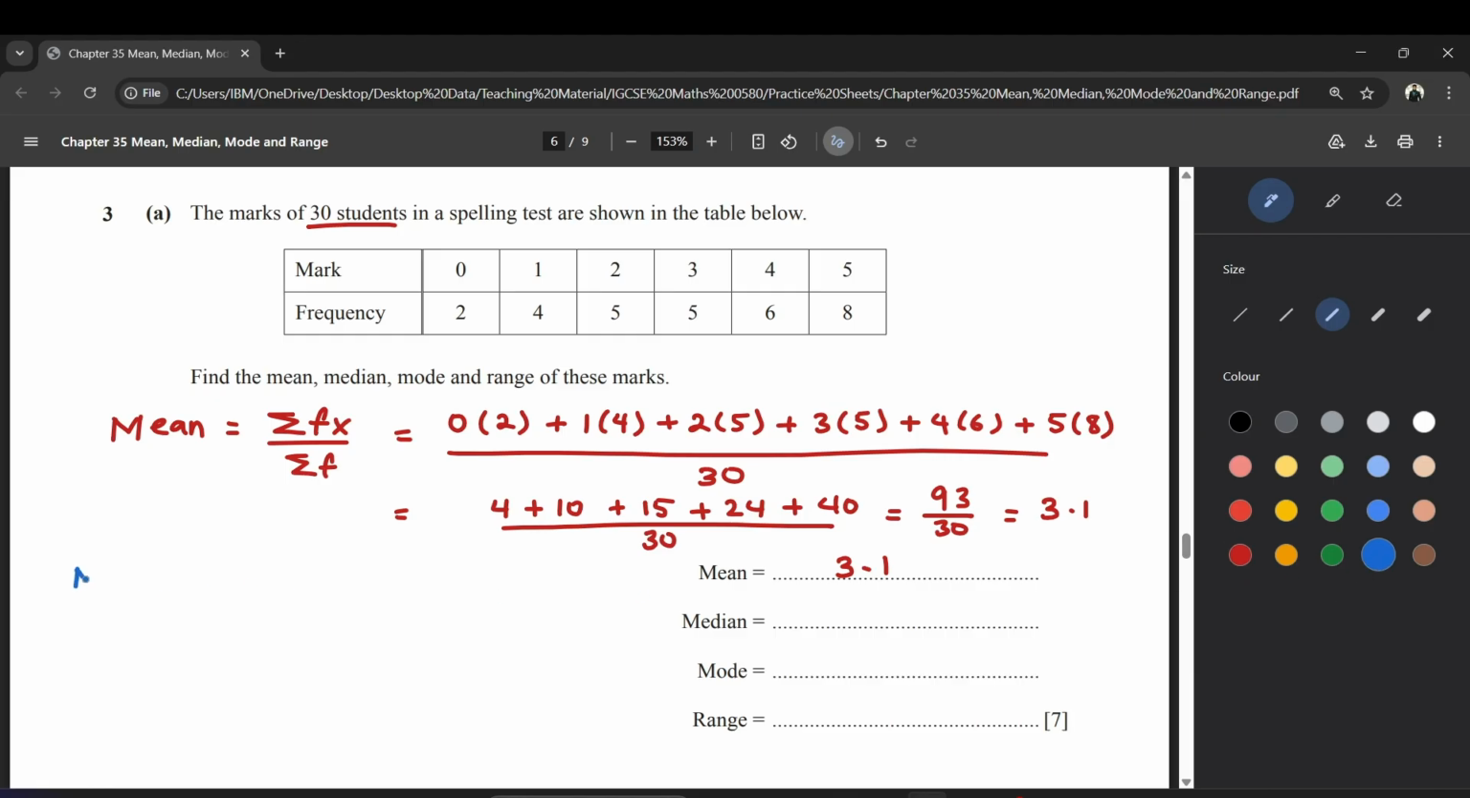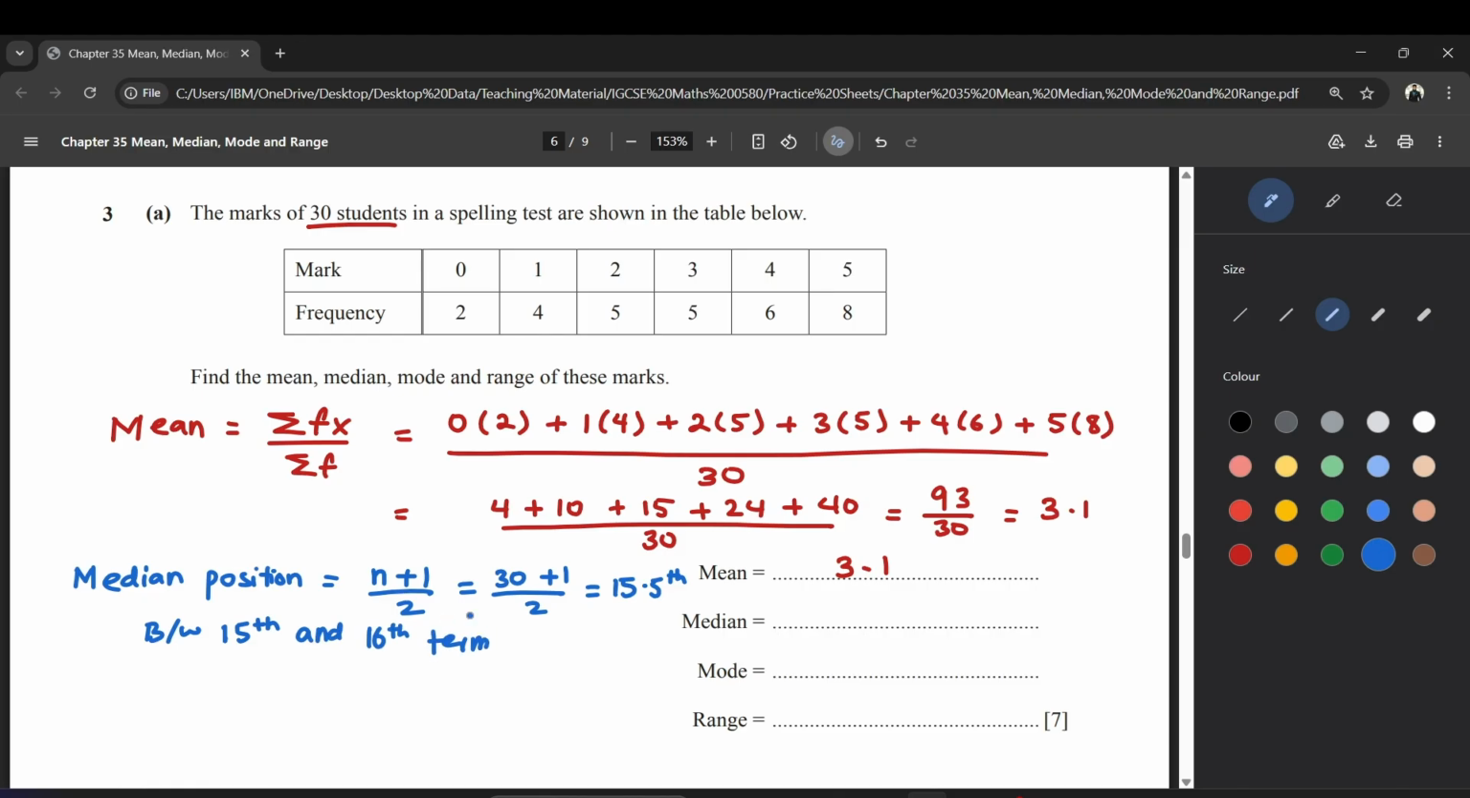Now for median, first we need to find out the position of the median. So we can work it out by using the formula n plus 1 upon 2. So n is going to be 30 plus 1 divided by 2, which is 15.5th position. Okay, so this is the position of the median. That means that the median occurs between the 15th and 16th term.